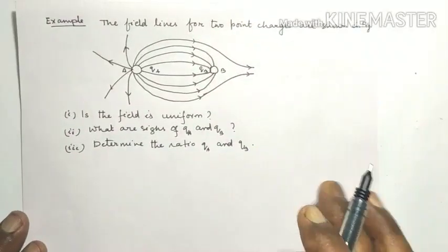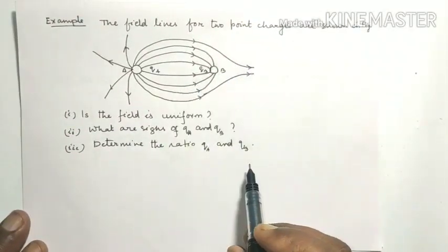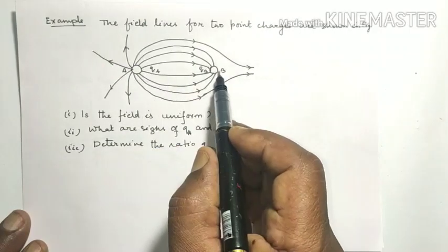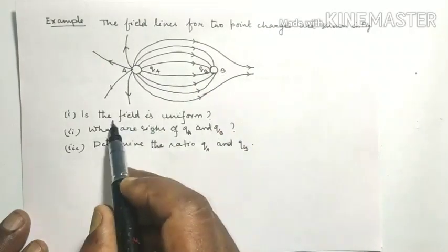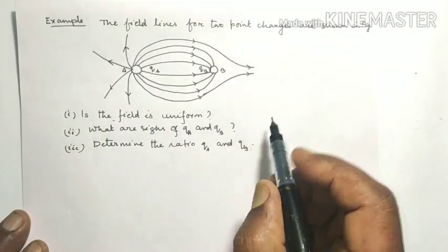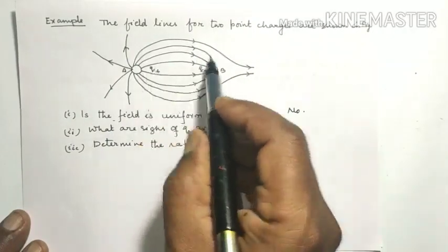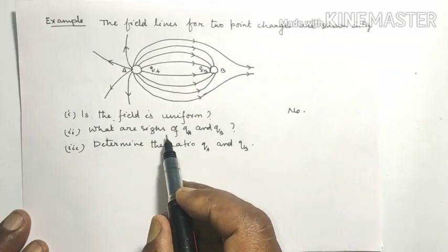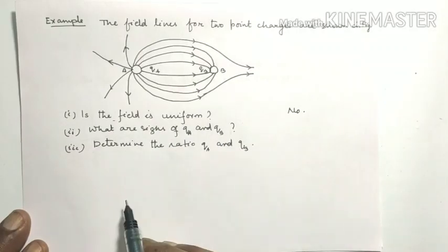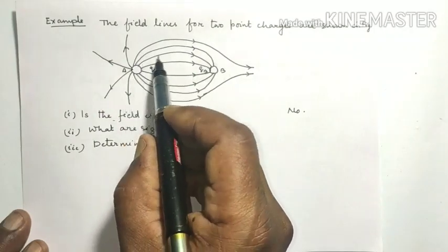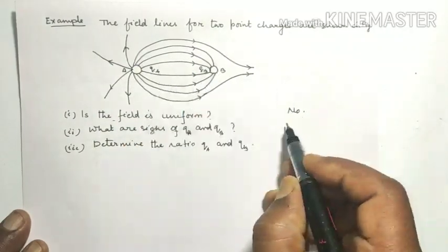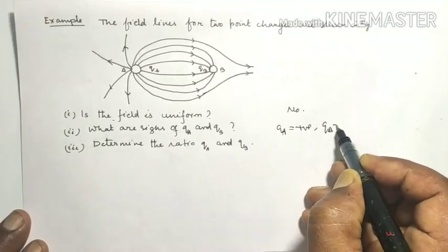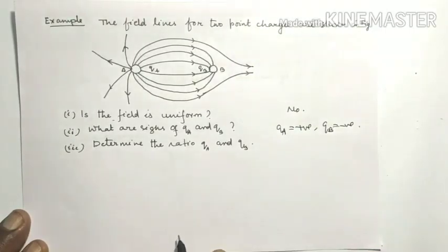Next example, these are the field lines. There are two charges, A and B. Charge of A is QA, charge of B is QB. Question: is the field uniform? Answer is no, because the field lines are not parallel. What are the signs of QA and QB? We know that lines of force start from positive charge and end on negative charge. So QA is positive and QB is negative.